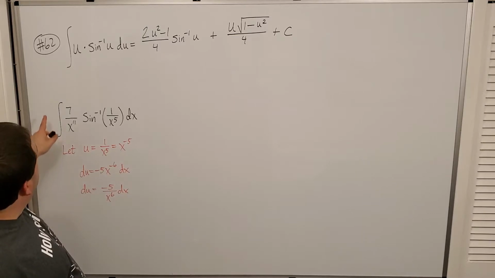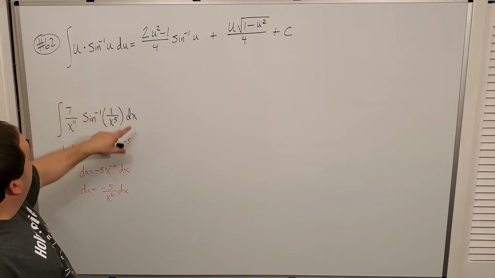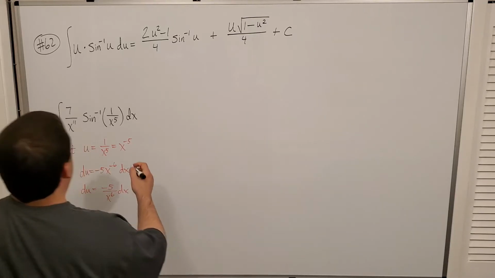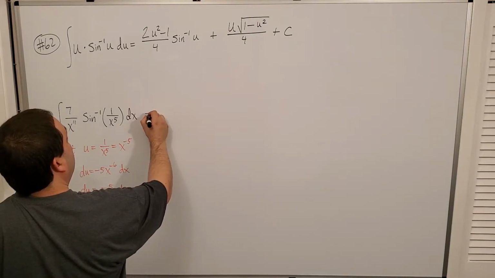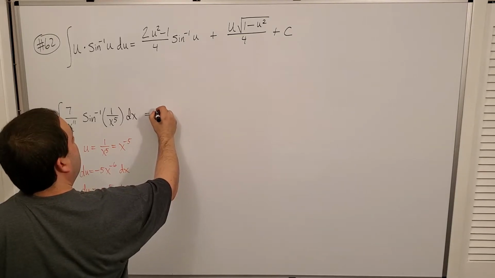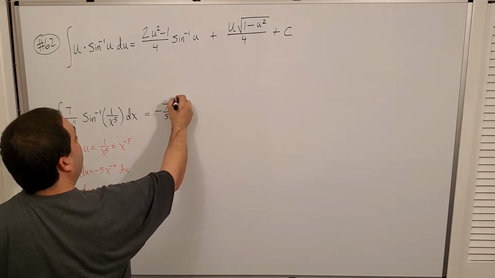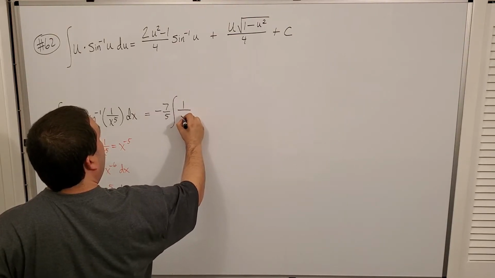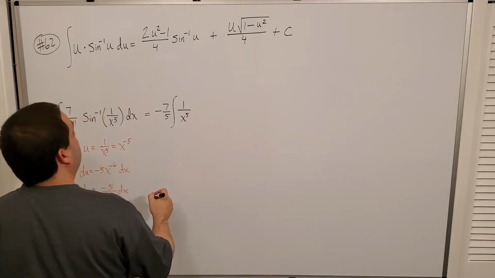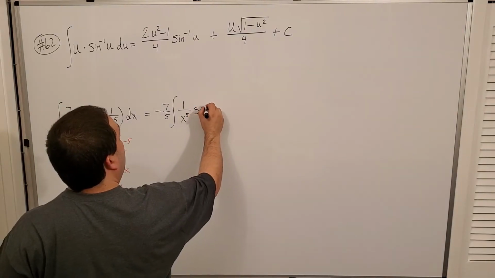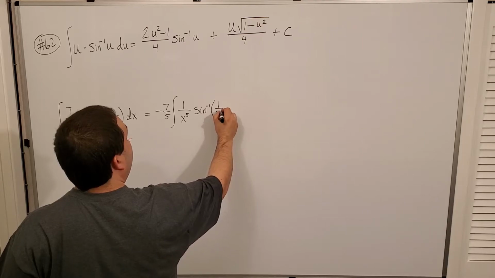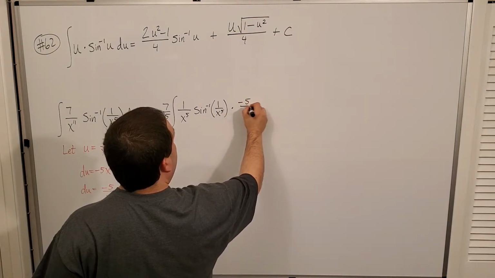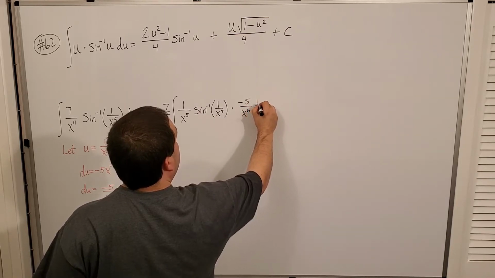Okay, so I just need to do a little bit of manipulating of the pieces here. And here's what I'm going to do. I'm going to rewrite this as negative 7/5 integral of 1 over x to the 5th inverse sine of 1 over x to the 5th times negative 5 over x to the 6th dx.